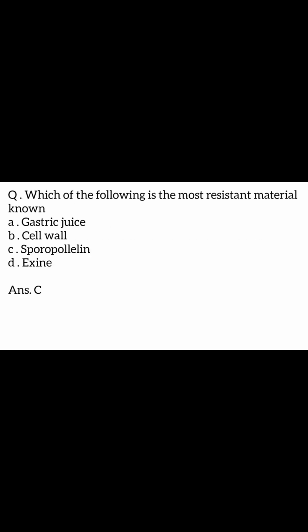Next question. Which of the following is the most resistant material known? Option A, gastric juice. Option B, cell wall. Option C, sporopollenin. Option D, exine. So the answer of this question is option C, sporopollenin.